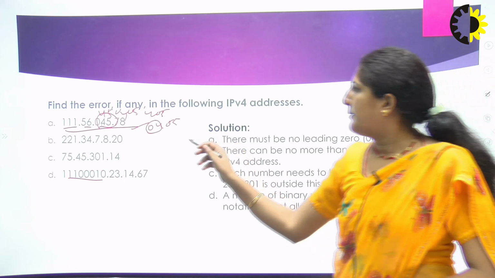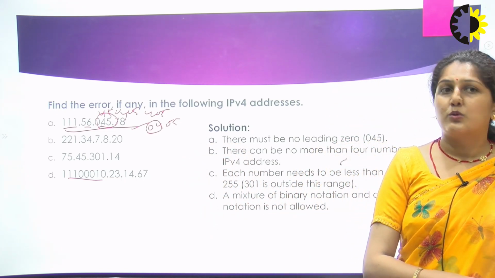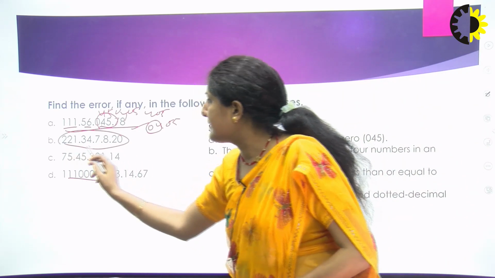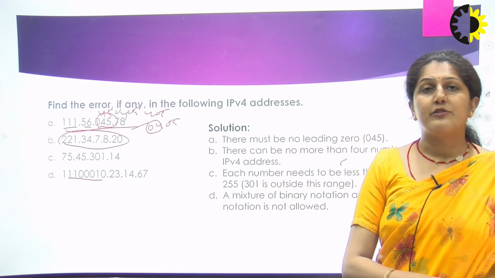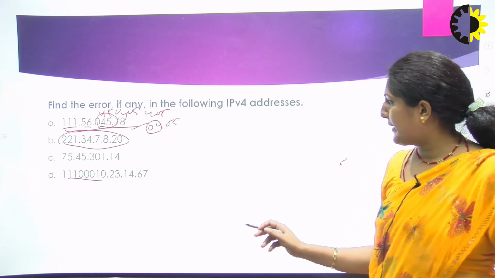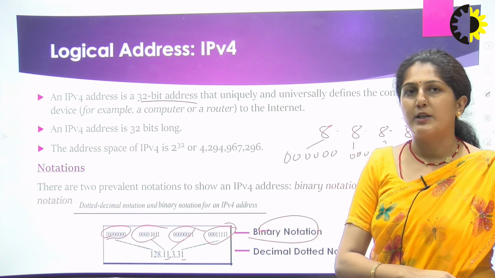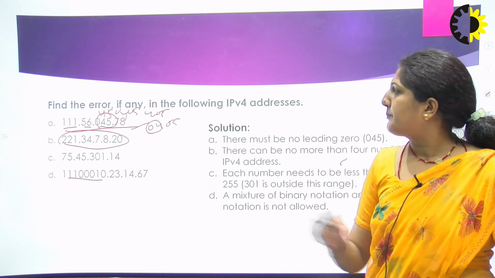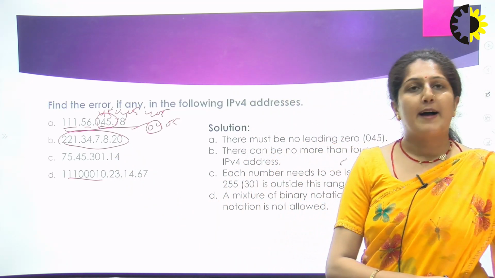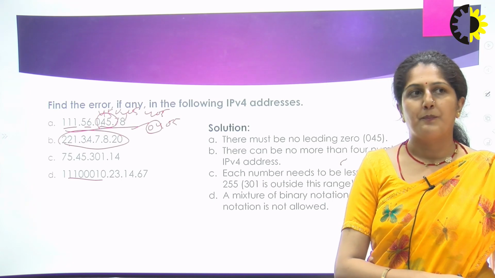In the next one, 221.34.7.8.20, this is more than 4 octets. This is 5 octets: 1, 2, 3, 4, 5. But in IP version 4, we make only 4 octets, as I told you, because the size is 32 bits. So this is also incorrect for IP version 4.